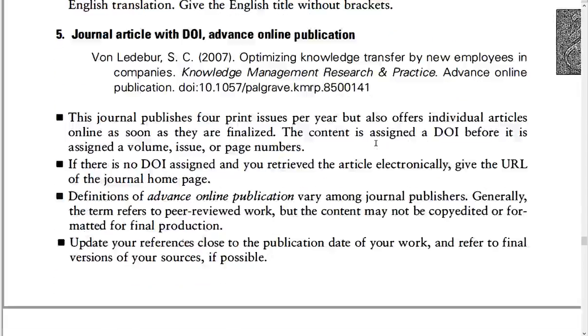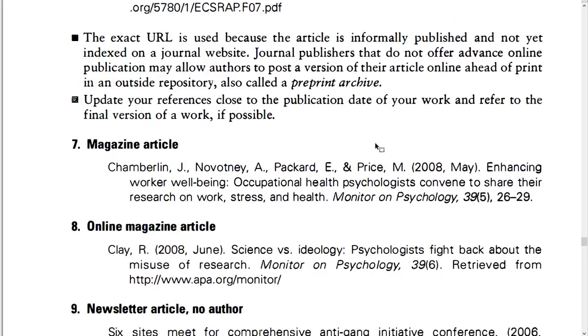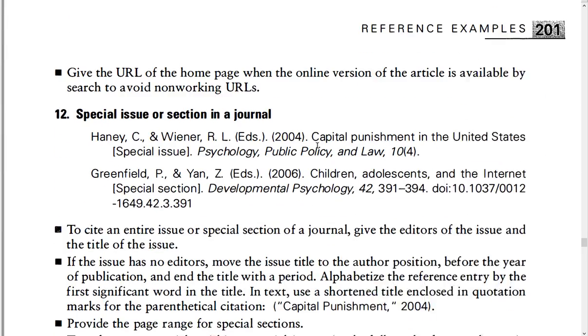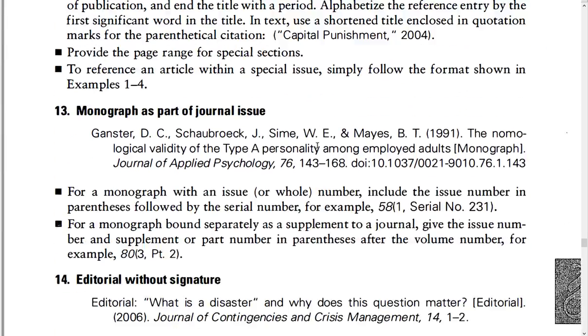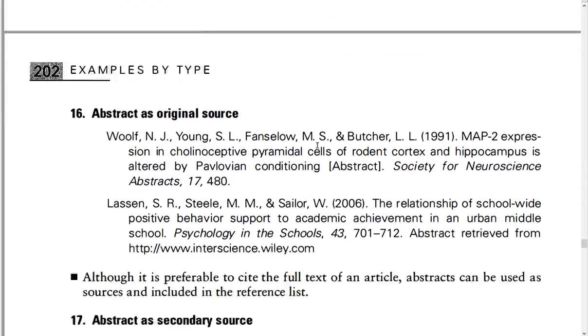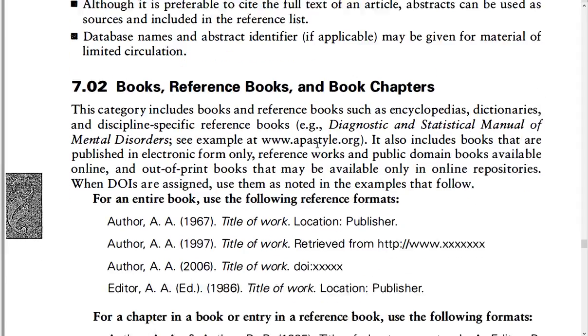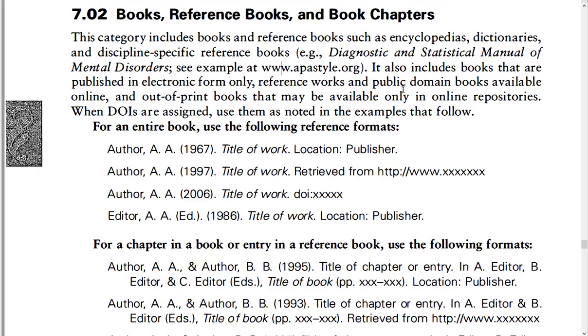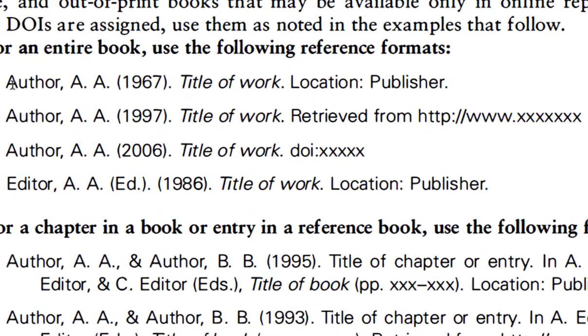Again, you can kind of scroll through here. I'm going to just highlight a couple of the other ones, as I'm going to try not to make you completely dizzy while I'm scrolling through, to come to a couple that I do want to make sure that we hit on. So I do want to go to this next one, which is right here, which is books, reference books, and book chapters. Here is the most common version.